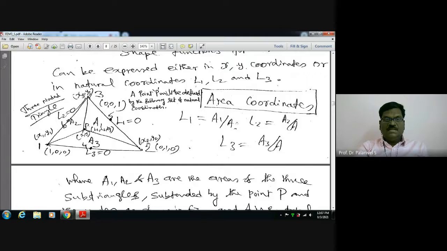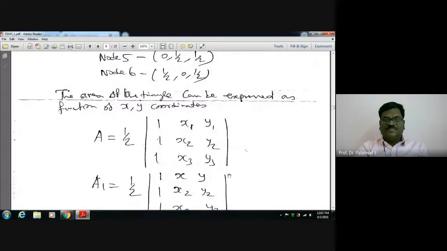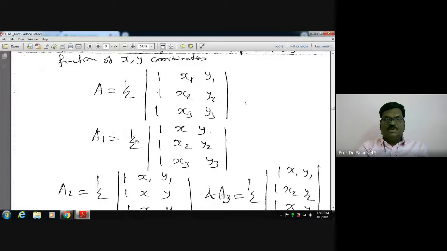For subtriangle A1, x2 y2 is there, x3 y3 is there. Instead of x1 y1, you have x comma y, because those are the Cartesian coordinates of the chosen point P. Here x3 y3, here x2 y2. So instead of x1 y1, you have to put x y. That's all. A1 is equal to half into the determinant of 1 x y, 1 x2 y2, 1 x3 y3.